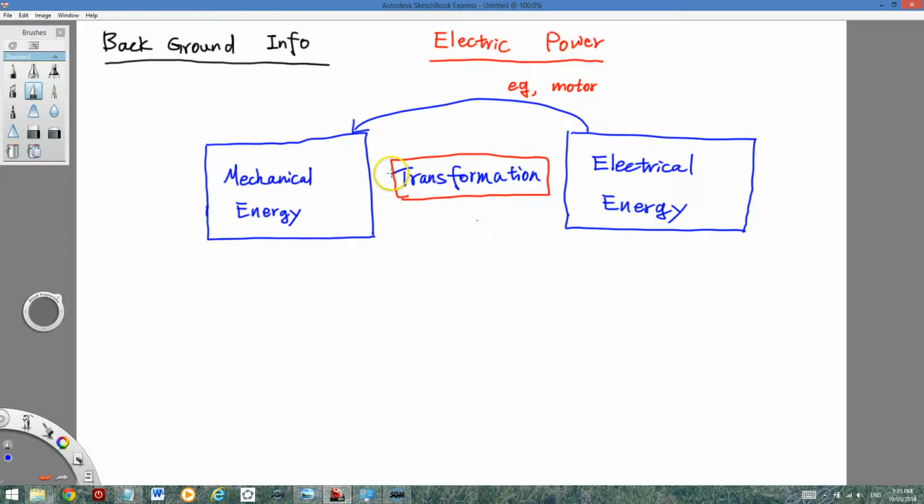Now after that, we're going to learn how we convert or transform mechanical energy to electrical energy. When we do that, we use another example, the electrical generator.